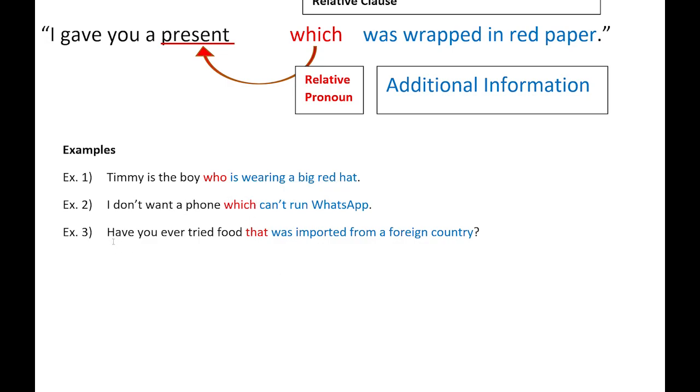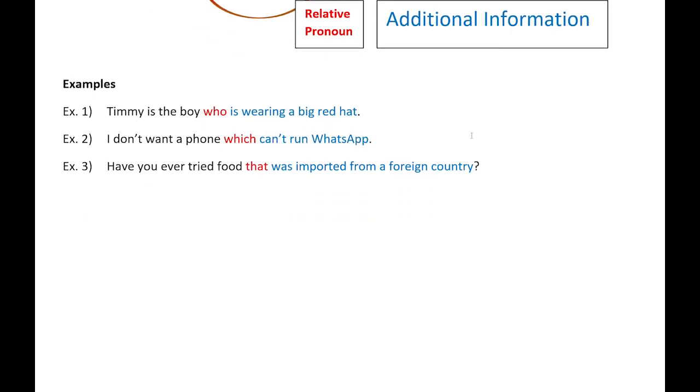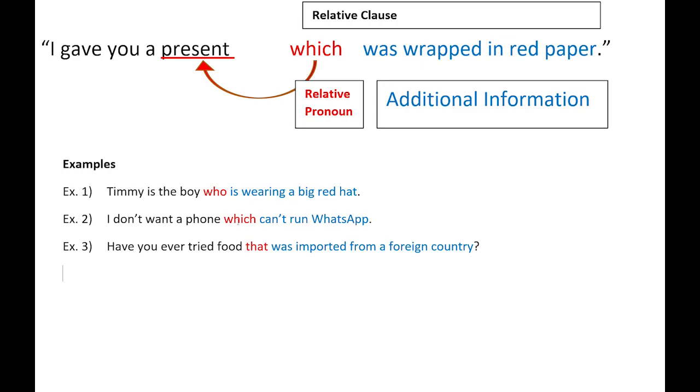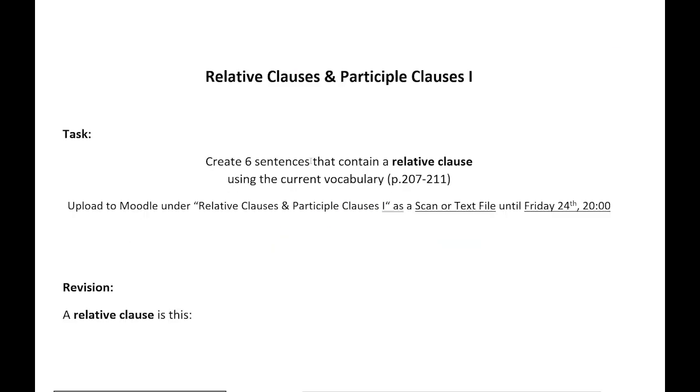And the third example is, have you ever tried food that was imported from a foreign country? For example, an exotic fruit like a banana or a pineapple. In this case, I used that. The relative pronoun that you can use for either people or things. In this case, food is a thing. I could use which, but in this case, I just wanted to use that. So remember, you have relative pronouns who, which, and that, which you can use for people, things, and in this case for both. Now, create 6 sentences that contain a relative clause using the current vocabulary.